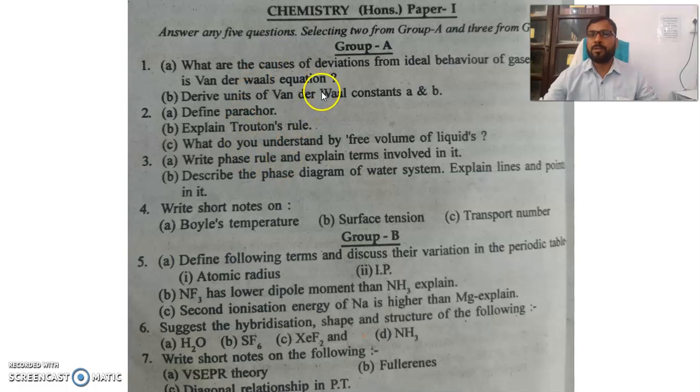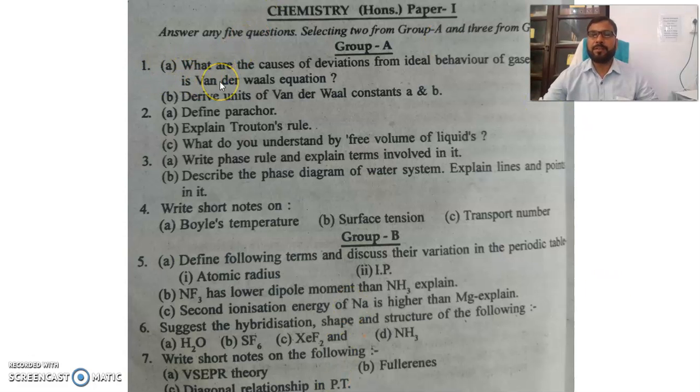Don't choose more than 2 questions from group A. Even if you have the answer of all 4, your limit is only 2. You have to answer only 2 questions from group A. And group B contains 5 questions. You have to choose any 3 out of 5. Then definitely the examiner will be pleased with you and you will get the proper number.